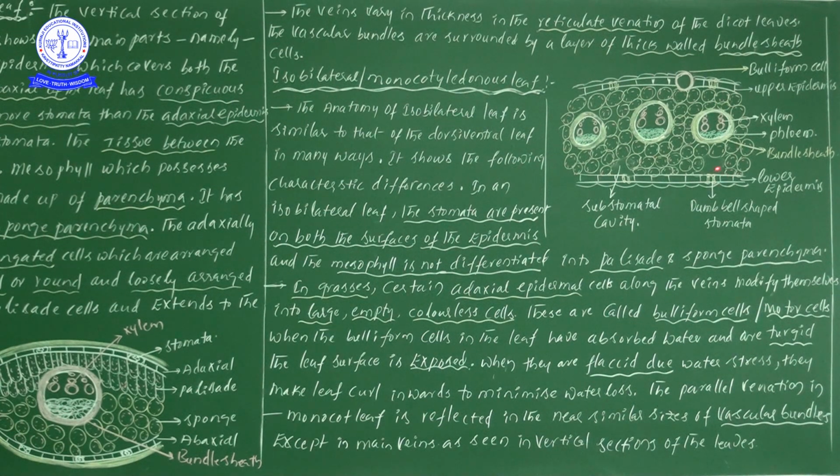And here we can also find empty spaces, which we take as the substomatal cavity. Like the air cavities we have seen, the function is the same, exchange of gases. Here the guard cells are dumbbell shaped. Dumbbell shaped stomata are present. This is a differentiation between the dicot leaf and the monocot leaf, my dear students.